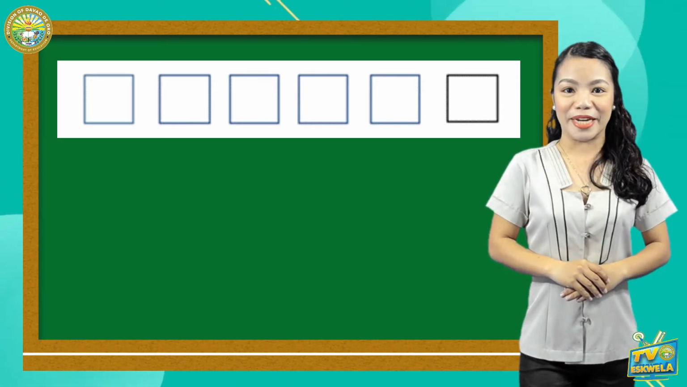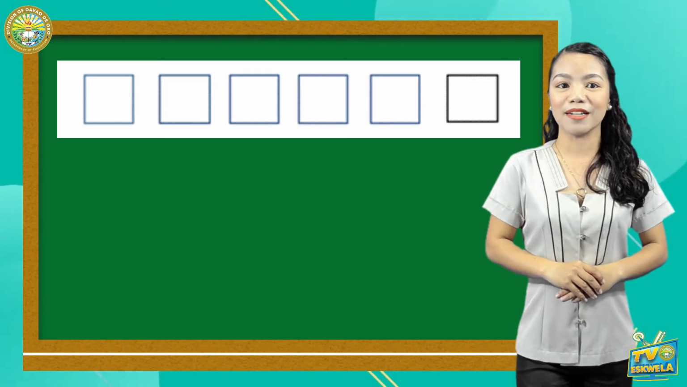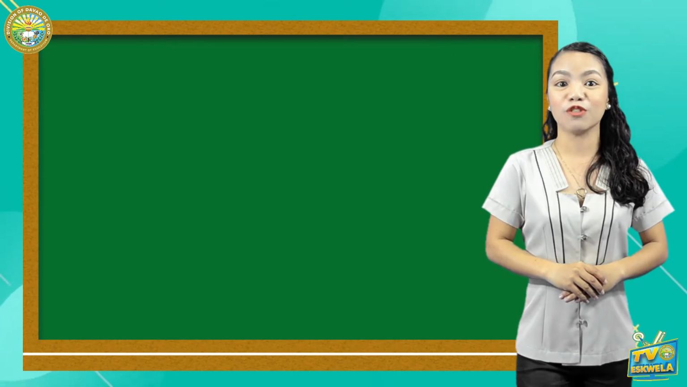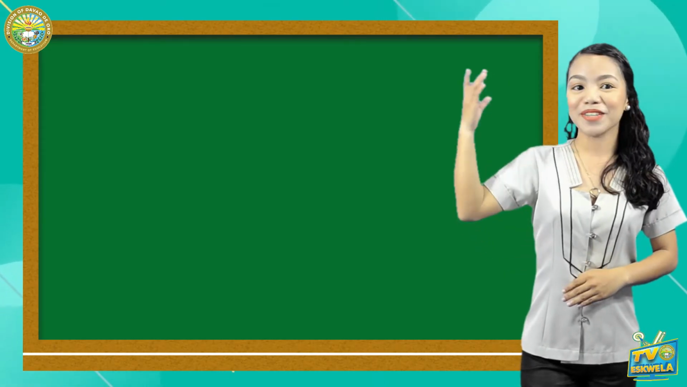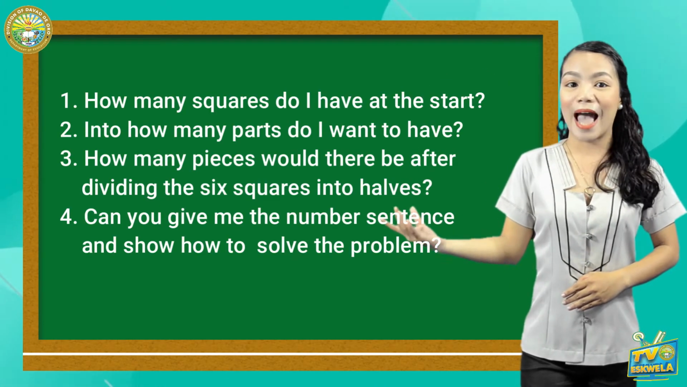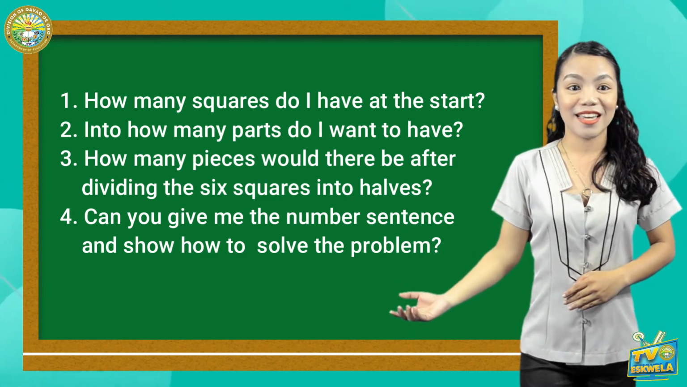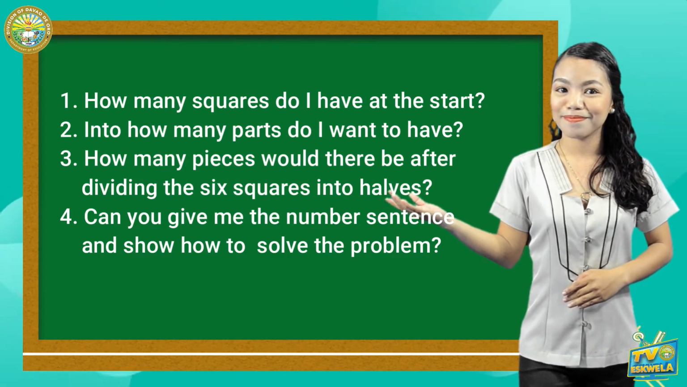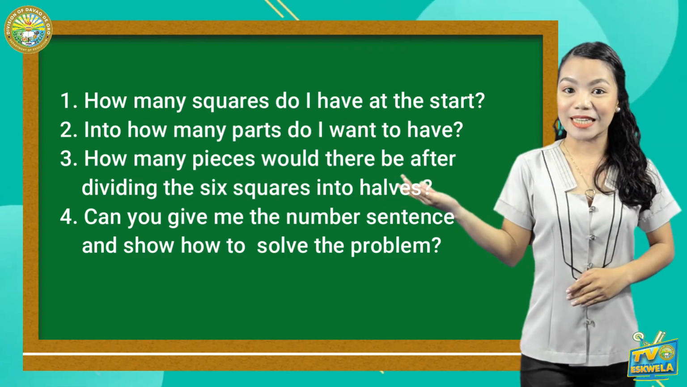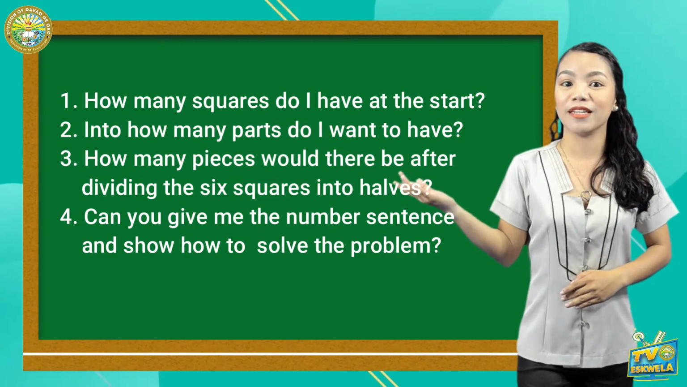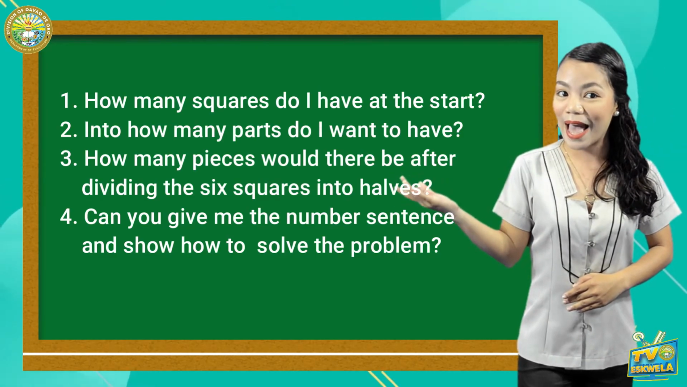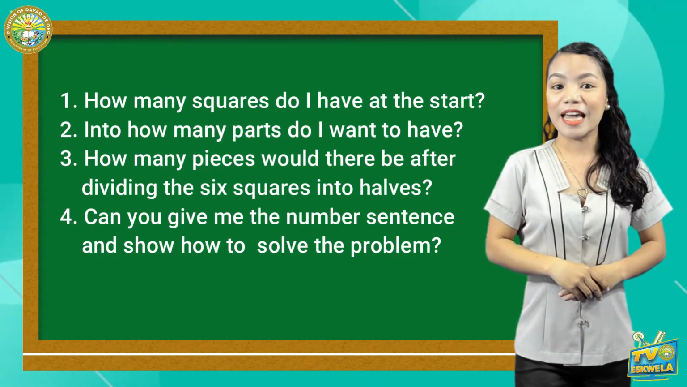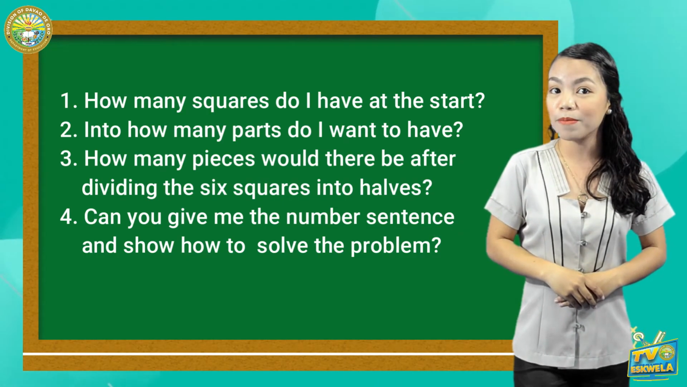Look at your screen at how these 6 squares are divided into halves and answer the following questions. How many squares do I have at the start? Into how many parts do I want to have? How many pieces would there be after dividing the 6 squares into halves? Can you give me the number sentence and show how to solve the problem?